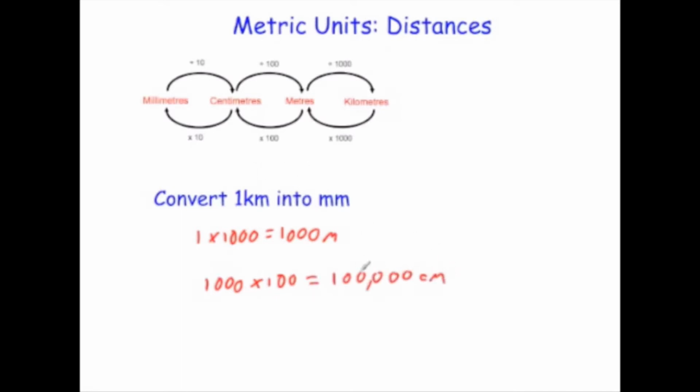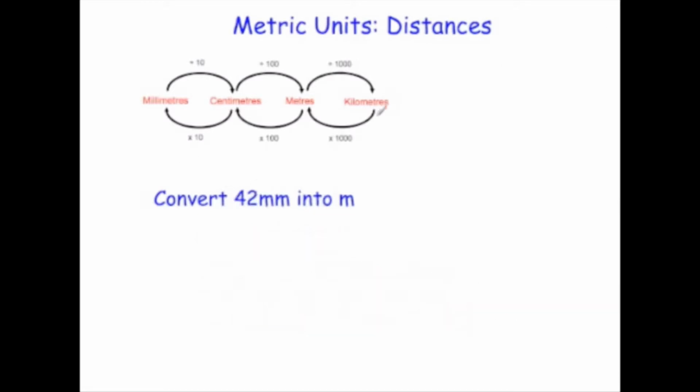centimeters. And finally, we want to go from our 100,000 into millimeters. So we're going to times by 10. Centimeters to millimeters, you times by 10. So we're going to do 100,000 times 10 is equal to 1 million. So that means that in 1 kilometer, there's 1 million millimeters.